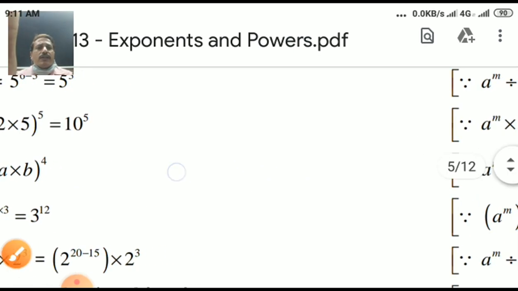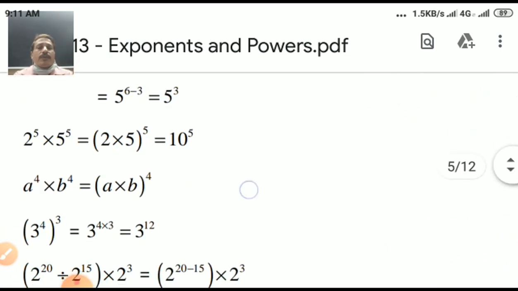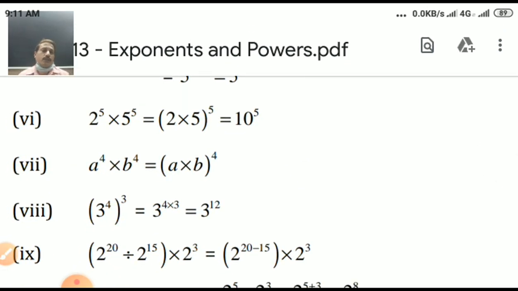This rule is here. Which rule is this, dear? a raised to m into b raised to m, both m are there, is equal to a into b raised to m. Whatever the sign is, you can multiply or divide. Isn't it? Easy? Yes, 2 fives are 10. a into b, the 4 is common. So a into b raised to 4. Power of power, that is multiplied.